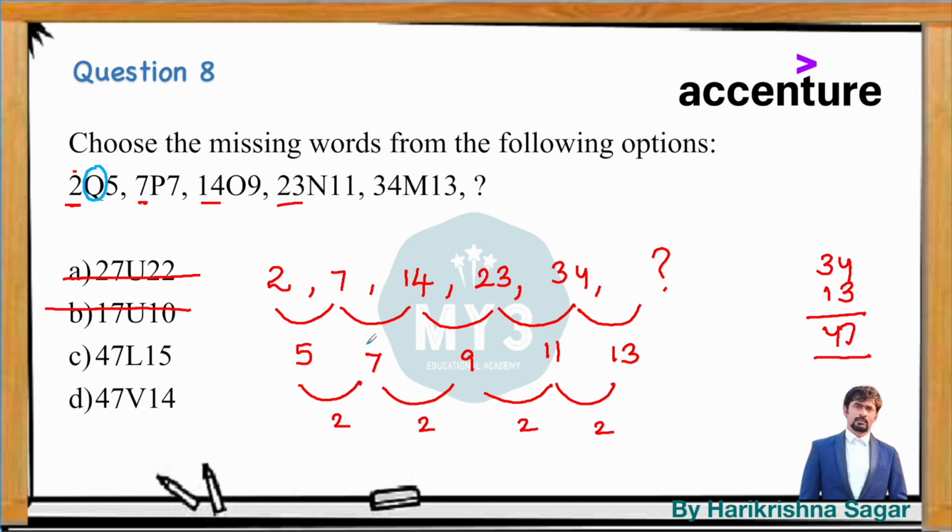This is Q. So Q is nothing but 17. P is 16, O is 15, N is 14. Next, 13 is there. The next one should be 12. What is the 12th alphabet? Obviously L. So the answer must be this. You can eliminate this. Hope you are able to follow.